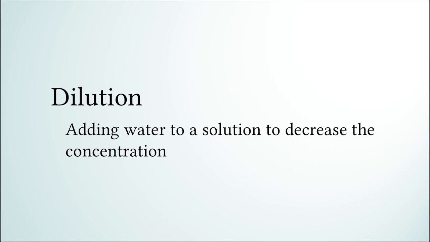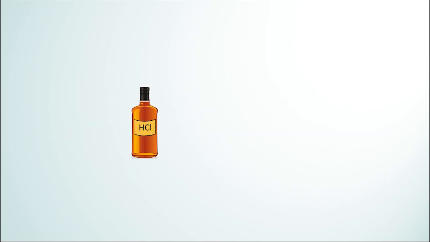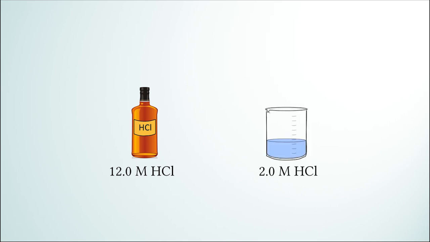A good example of this is when chemists purchase hydrochloric acid, they usually buy it concentrated as a bottled liquid. The concentration of hydrochloric acid in these containers is 12.0 molar. So if a chemist wants to make a 2.0 molar solution of hydrochloric acid, it's much easier to dilute that concentrated solution than to measure out a specific number of grams of hydrochloric acid.